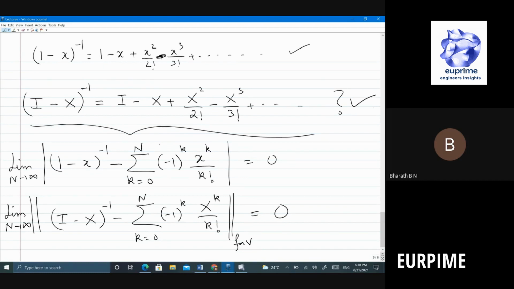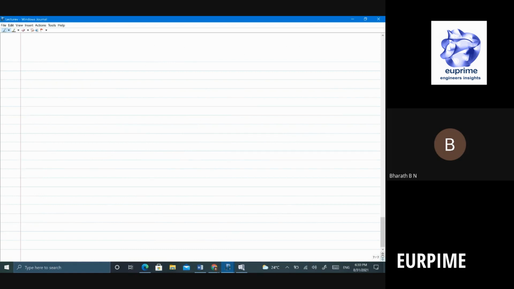So go back to your calculus course. You look at how you wrote this. You do exactly the same things. Replace small x by capital X, 1 by identity, and mod difference by norm difference. Everything will go through. If you have a book on series, you can essentially write a book on matrix series. So remember this: I minus X, if the norm of X is less than 1, I minus X is invertible, and (I minus X) whole inverse is given by this series.